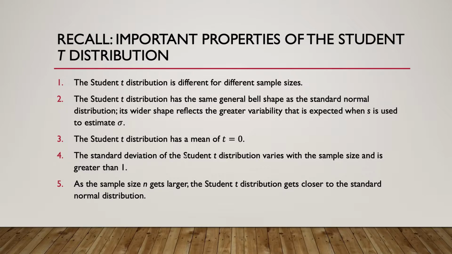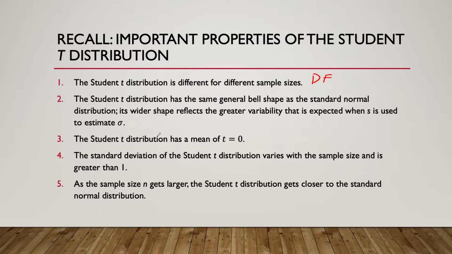And some important properties of the student t-distribution. The student t-distribution is different for different sample sizes and degrees of freedom for that matter as well. The student t-distribution has the same general bell shape as the standard normal distribution, but a shape that reflects the greater variability that is expected when the sample standard deviation is used to estimate the population standard deviation.